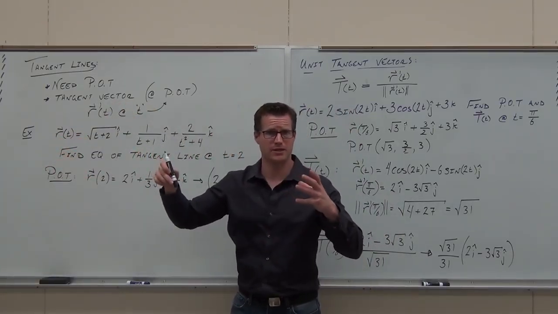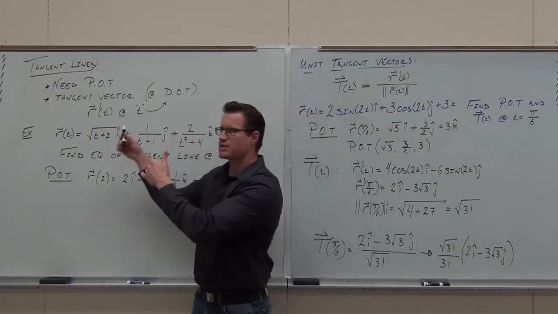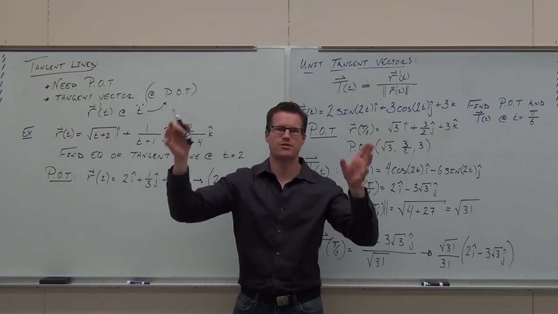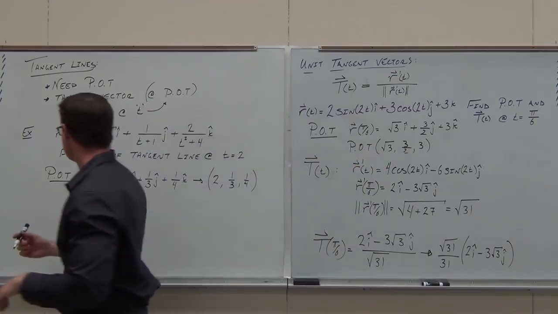You need a point and a vector, right? We have now a point of tangency. We now want a tangent vector. Everyone in class, what gives you a tangent vector to a vector function? What gets it? Let's find the derivative. Go for it.